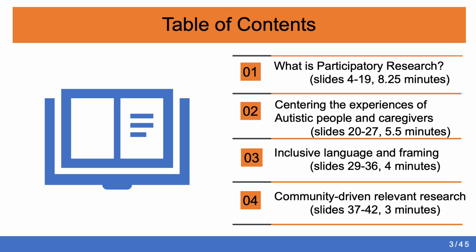In this module, we will learn: 1. What is participatory research? 2. The importance of centering the experiences of autistic people and caregivers. 3. Using inclusive language and framing. And 4. Community-driven relevant research.